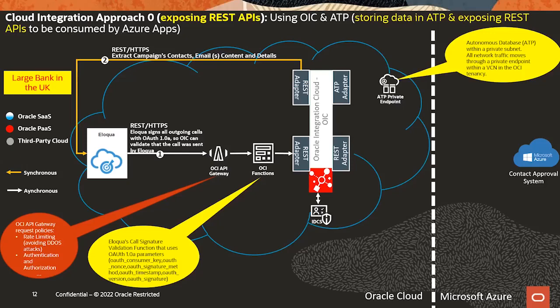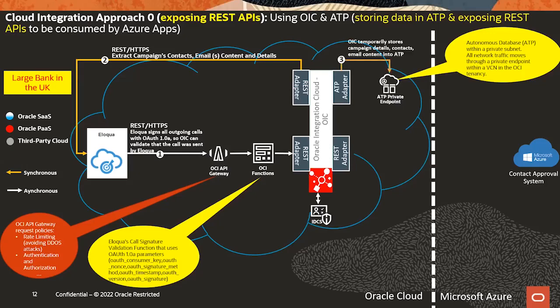So once Eloqua calls OIC through OCI API Gateway, we're going to have an integration that is going to retrieve all the information from Eloqua, the campaign information together with the contacts.